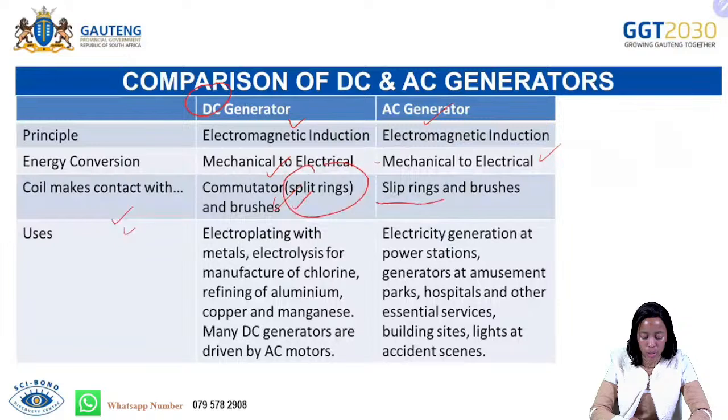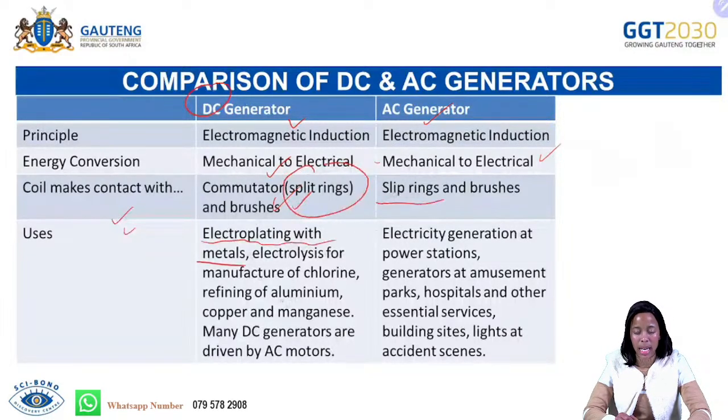And then you need to know some examples or uses of a DC generator or an AC generator. A DC generator is used for electroplating with metals. That chapter, you will find in electrochemistry. And then electrolysis for the manufacture of chlorine, and refining of aluminium, copper, and manganese. Many DC generators are driven by AC motors.